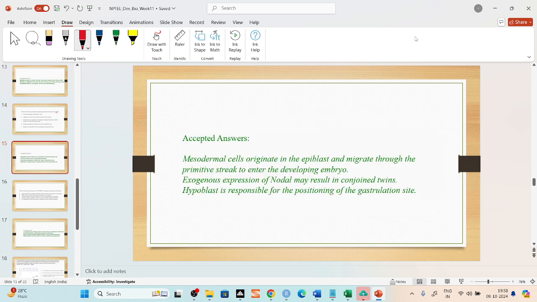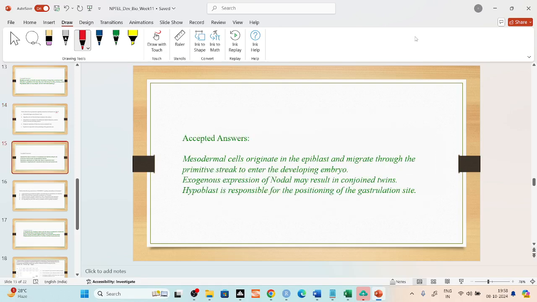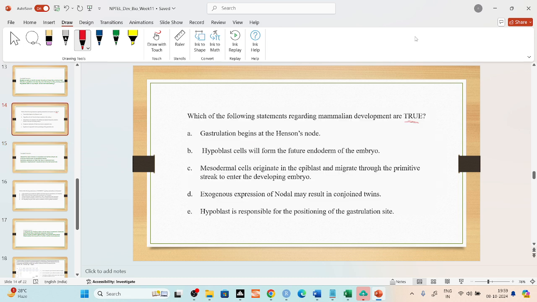The correct answers are these ones. These are the true statements. Mesodermal cells originate in the epiblast and migrate through the primitive streak to enter the developing embryo. Then, exogenous expression of nodal may result in conjoined twins, and hypoblast is responsible for positioning of the gastrulation site. Now, let us try to understand each and every option.